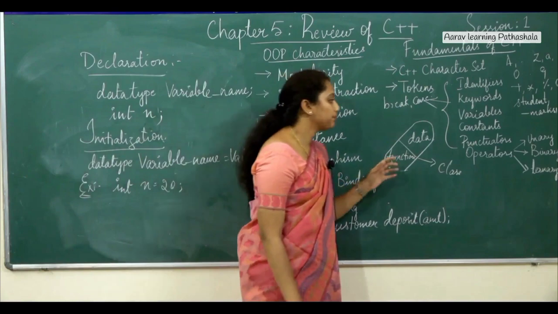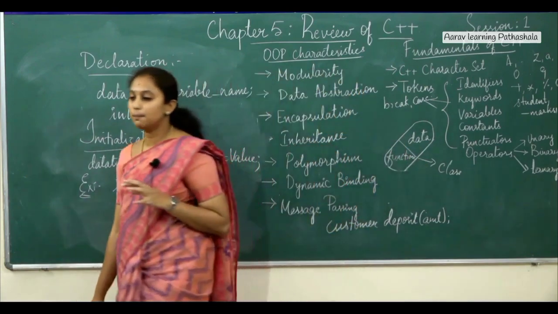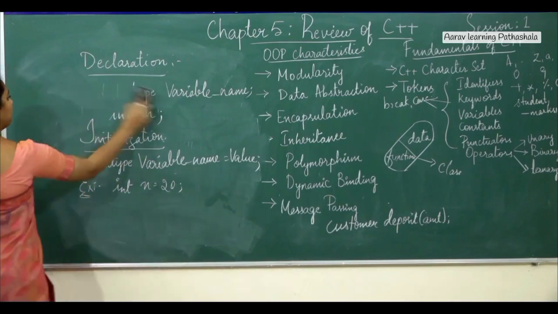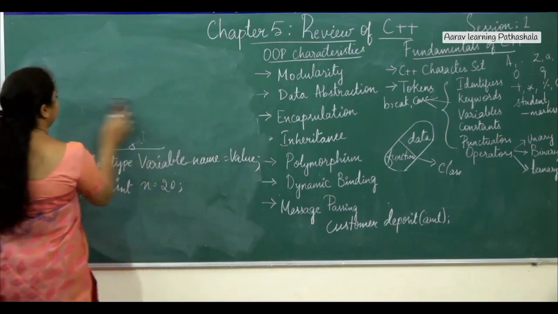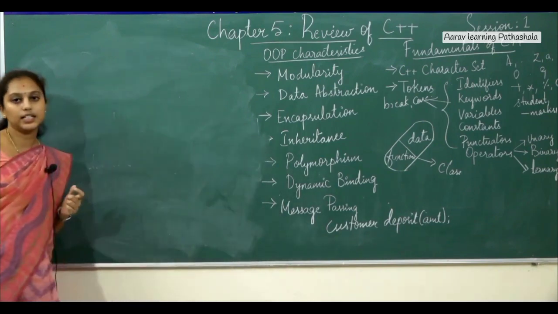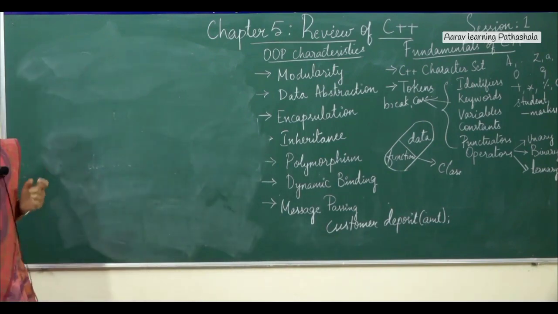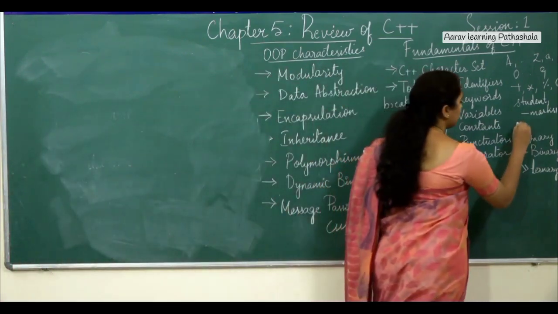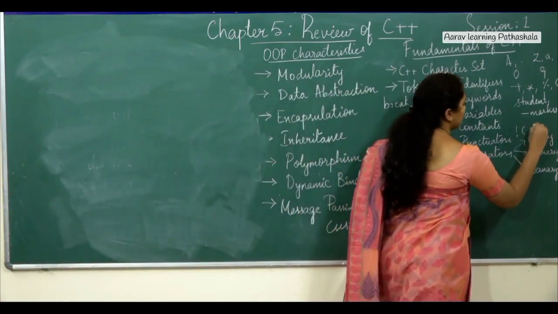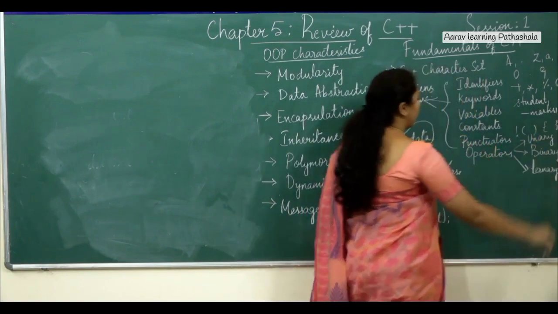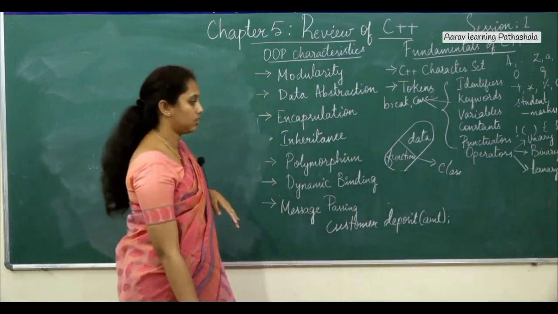And next is punctuators. What are punctuators? Punctuators are symbols which have syntactic and semantic meaning to the compiler. Some of the punctuators are exclamation, open bracket, close bracket, flower brackets. So these are all examples of punctuators.